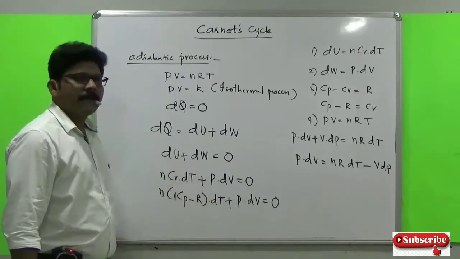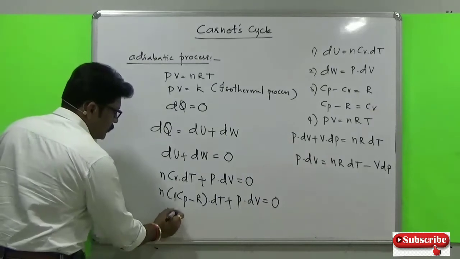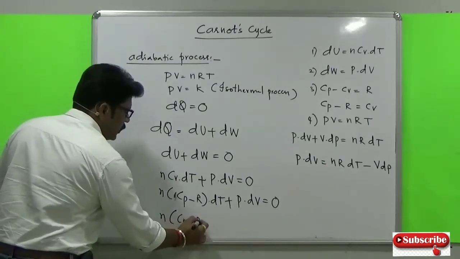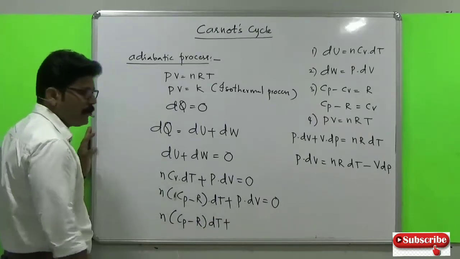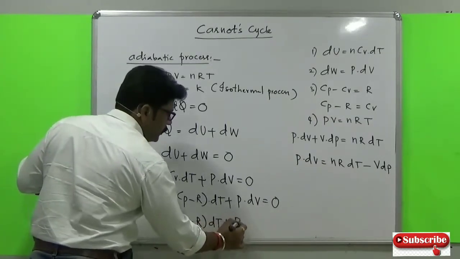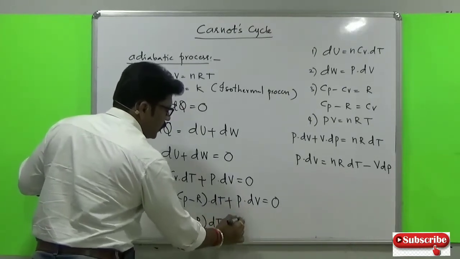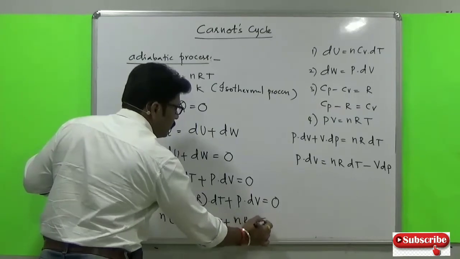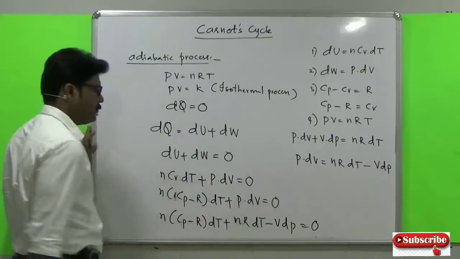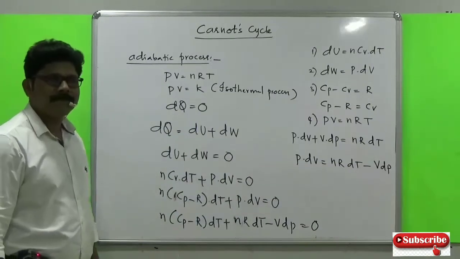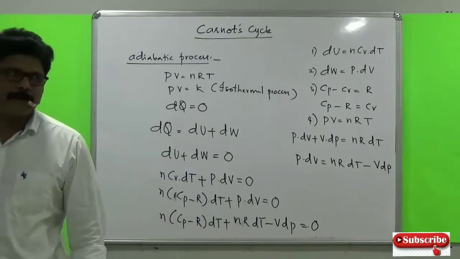ये लेके इधर सब्स्टिट्यूट करना पड़ेगा. अगर इधर सब्स्टिट्यूट करें तो n into (Cp minus R) into dT plus P into dV, that is P into dV के बदले में क्या लिख सकता हूँ मैं, nR dT minus V into dP is equals to 0. क्लियर है इसका? पहले इधर तक लिखो, उसके बाद में अरेंज करके प्रोसीड करेंगे.